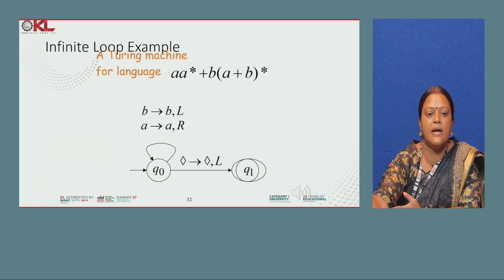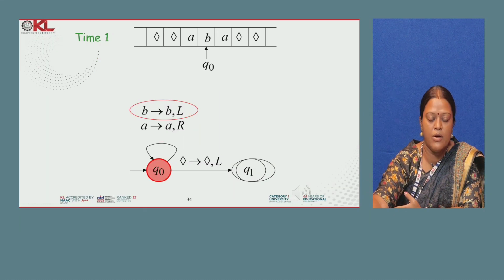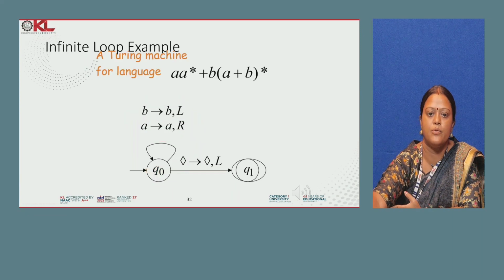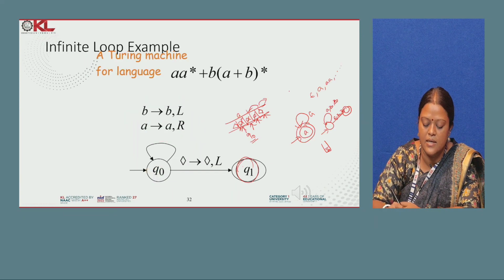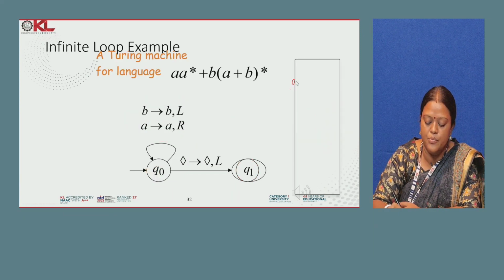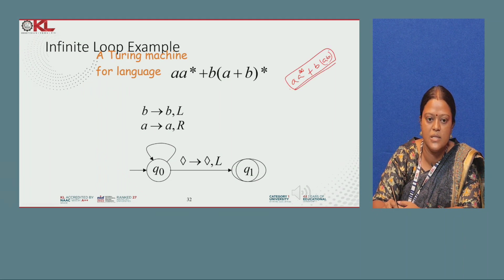Now suppose an example of an infinite loop. Of course, this Turing machine is wrongly designed, because our input language is A(A star), meaning at least one A should be there, followed by any number of A's, or B, followed by any A or B symbol. We can check from this input. So this is the correct Turing machine.